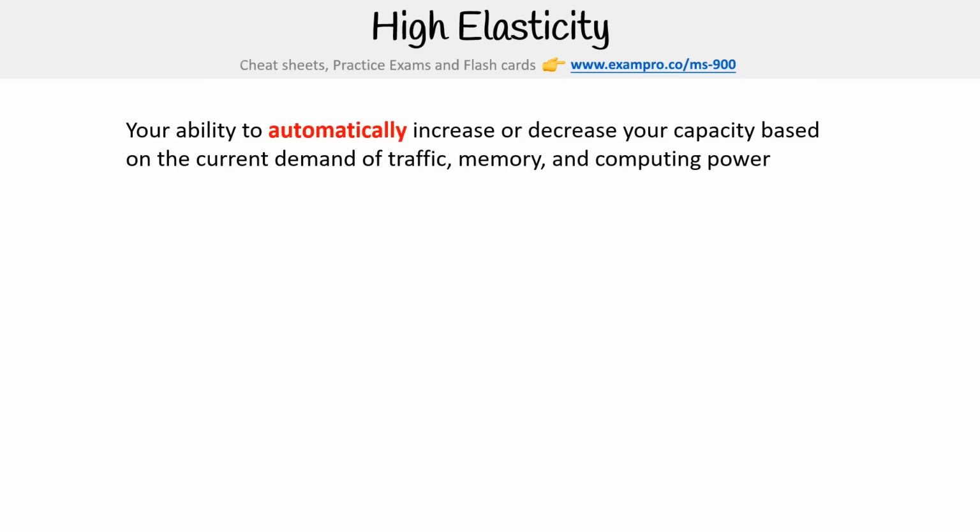This is your ability to automatically increase or decrease your capacity based on the current demand of traffic, memory, and computing power. So this sounds a lot like high scalability, but the key difference is that it's automatic and you can decrease the capacity, not just increase it.